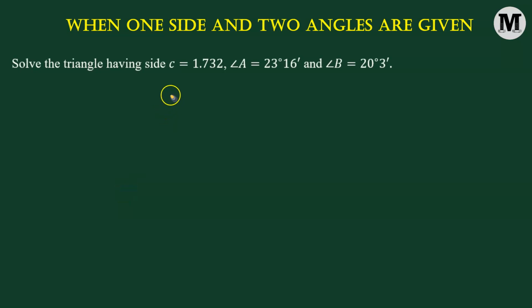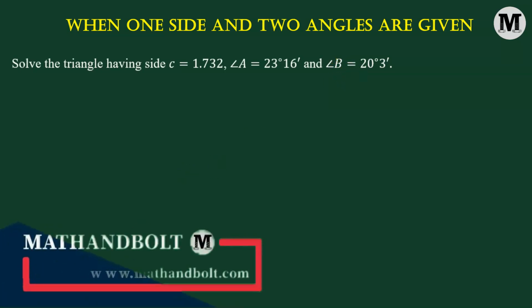Solve the triangle having the side c equals 1.732, angle A measure given as 23 degrees 16 minutes, and angle B measure given as 20 degrees 3 minutes. Let us begin. First, we note down everything that is being provided to us.